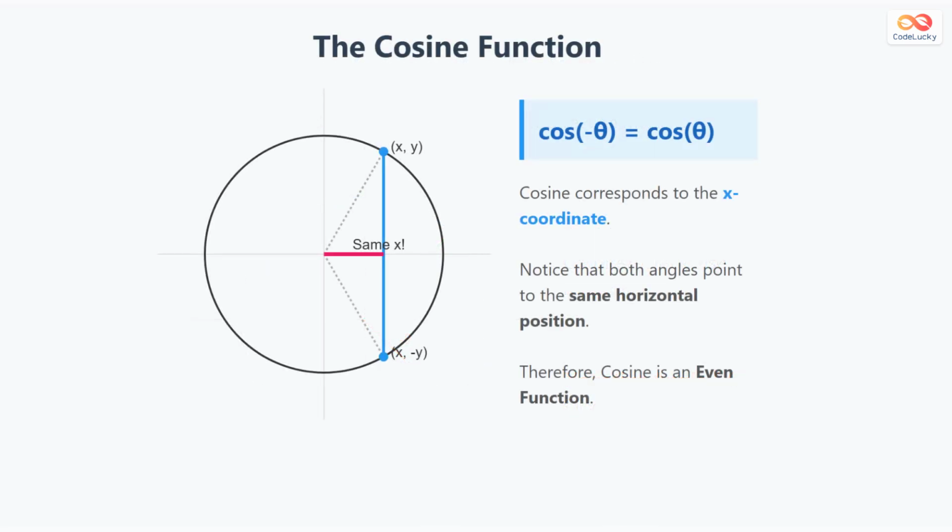Let's look at cosine. On the unit circle, cosine represents the x-coordinate. Whether we rotate up by theta or down by negative theta, we land on the same vertical line. The x value hasn't changed. Because the x-coordinates are identical, cosine of negative theta equals cosine of theta. This makes cosine an even function.